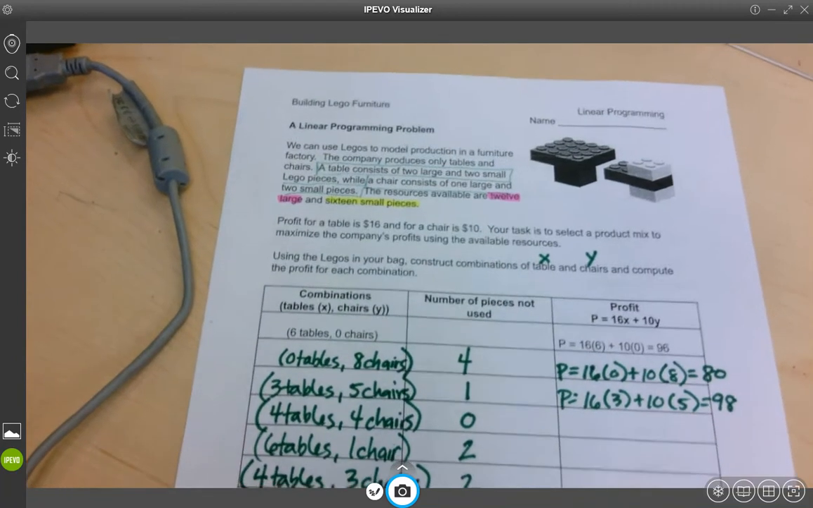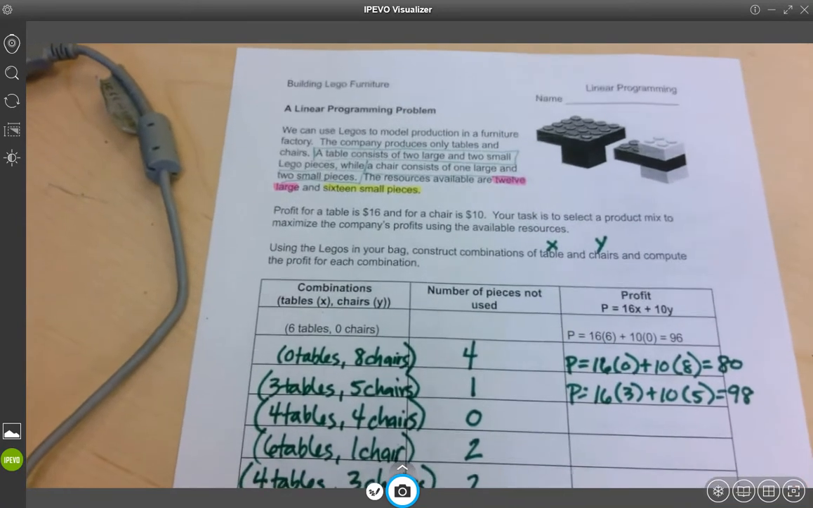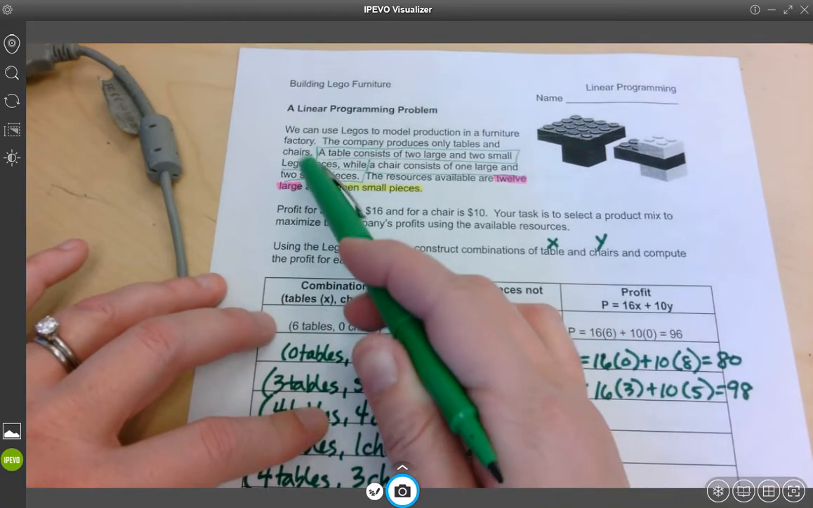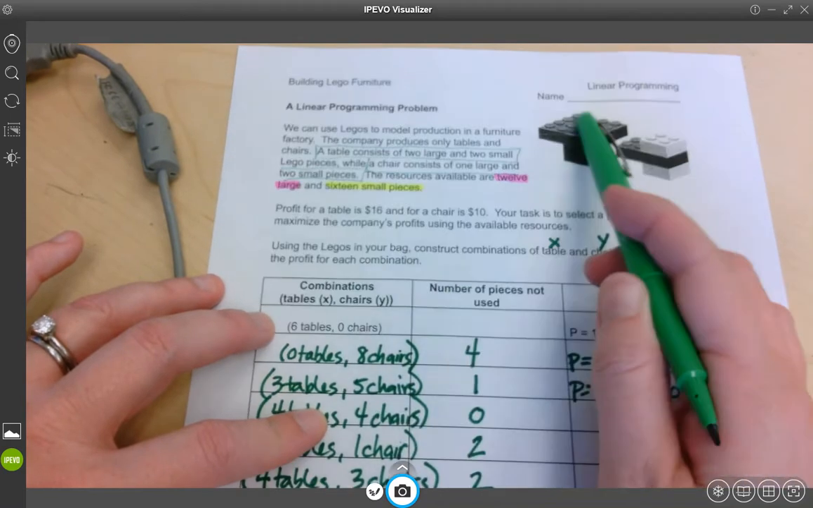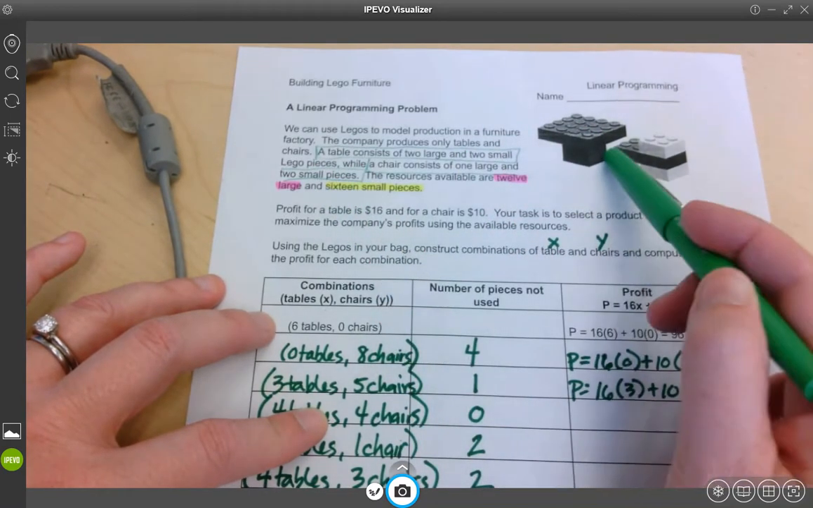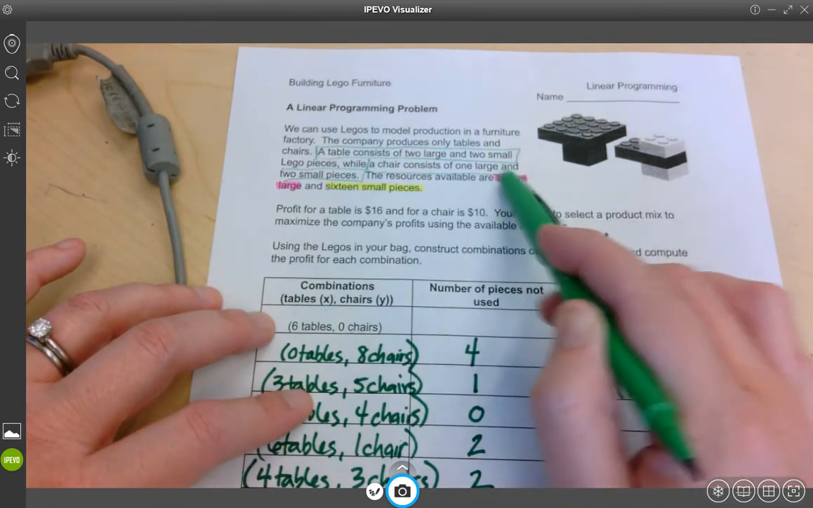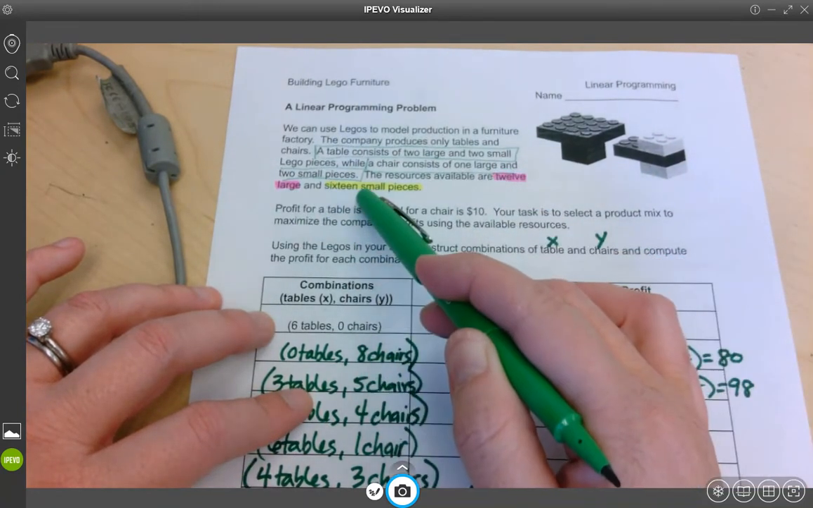All right, so today is a linear programming problem using Legos. We're going to be building tables and chairs, and the table is made out of 2 large Legos and 2 small Legos. The chair is made out of 1 large and 2 small. Altogether, we have 12 large and 16 small pieces.